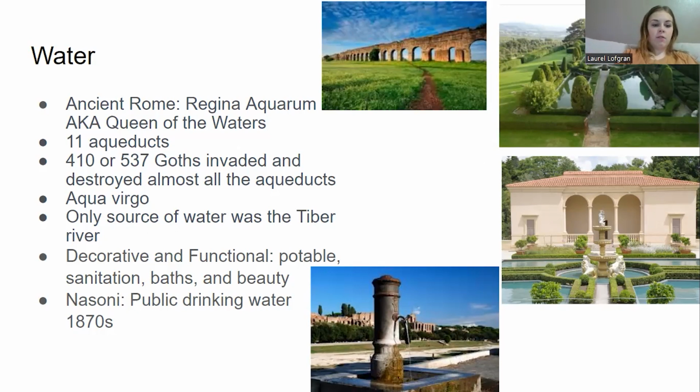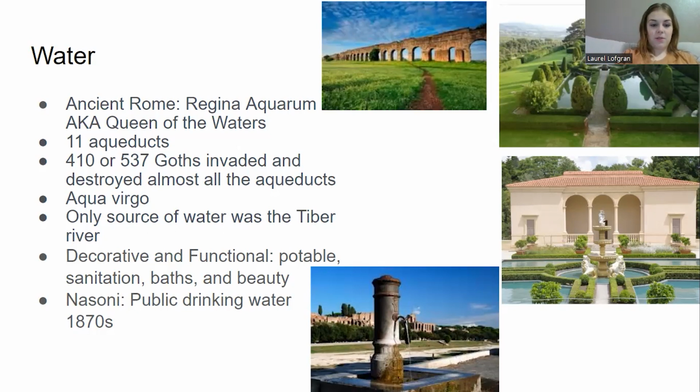And then in 410 or 537, I got 2 different dates for this, that's when the Goths invaded. They destroyed almost all the aqueducts except for Aqua Virgo, and I have a picture of it up here at the top. The reason this one didn't get fully destroyed was because it was mostly built underground. They did damage it, but they were able to repair it. And so for the next 1,000 or so years, their only source of water was from the Tiber River. So that was kind of devastating for the city that had water for everything.